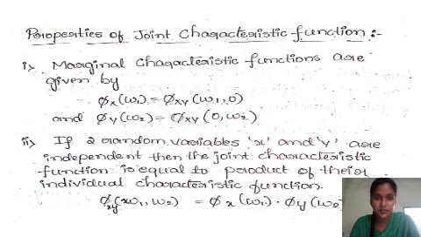Now let us see the properties of the joint characteristic functions. First one: the marginal characteristic functions are given by phi x of omega 1 is equal to phi xy of omega 1 comma 0, and phi y of omega 2 is equal to phi xy of 0 comma omega 2. The second one: if two random variables, X and Y, are independent, then the joint characteristic function is equal to the product of their individual characteristic functions, that is phi xy of omega 1 comma omega 2 is equal to phi x of omega 1 into phi y of omega 2.